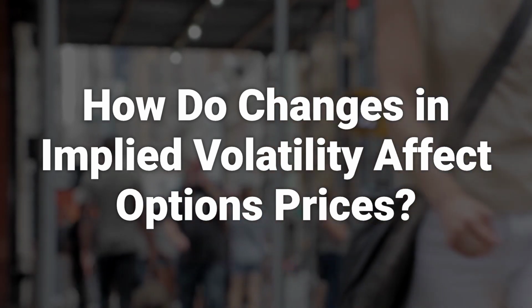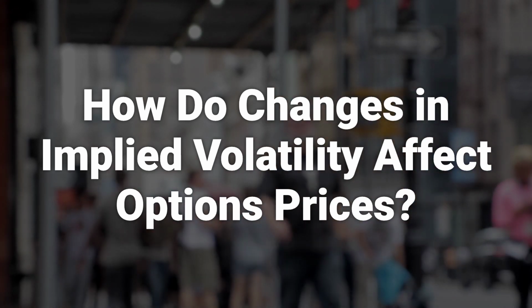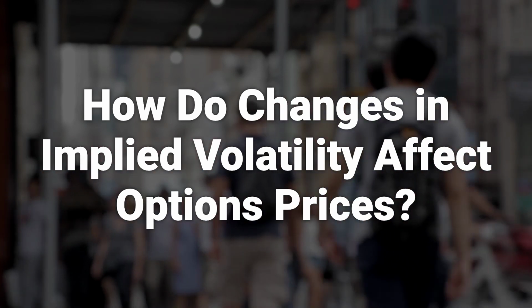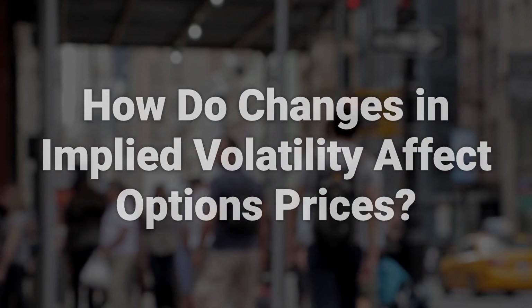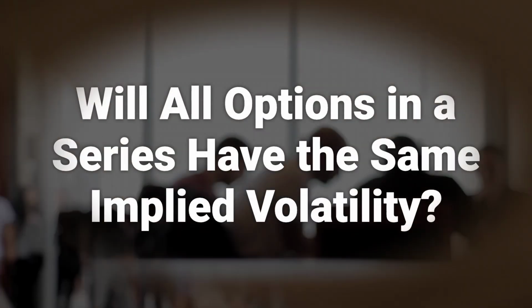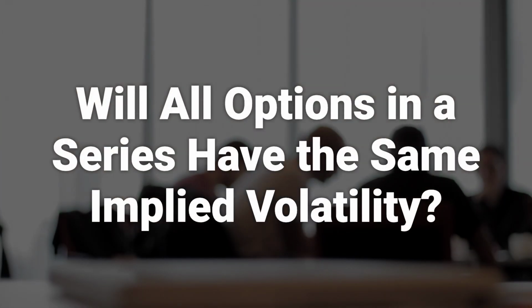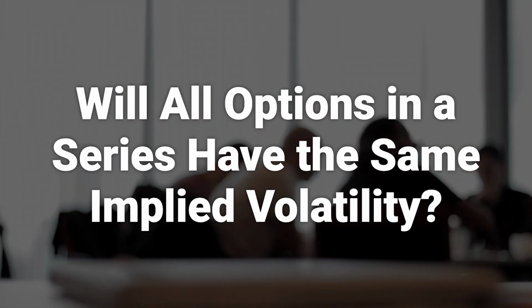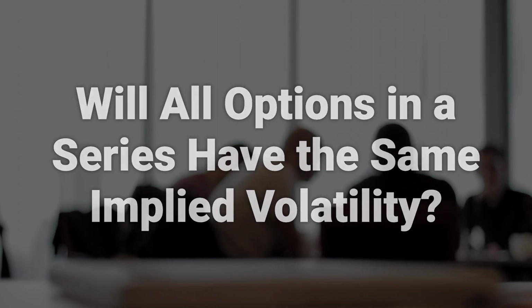Regardless of whether an option is a call or put, its price will increase as implied volatility increases. A higher implied volatility results in higher option premiums. No, not necessarily. Downside put options tend to have more implied volatility than upside calls due to market demand and other factors.